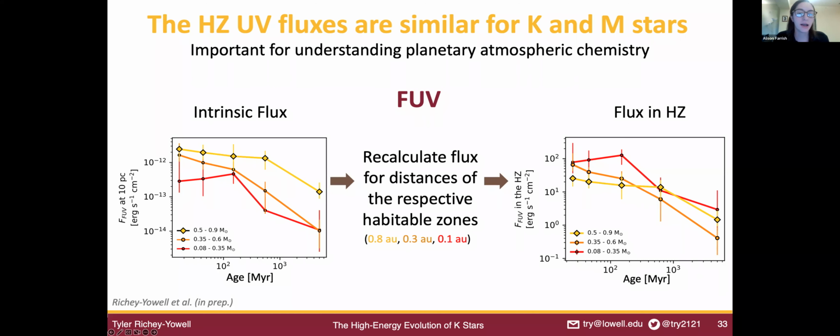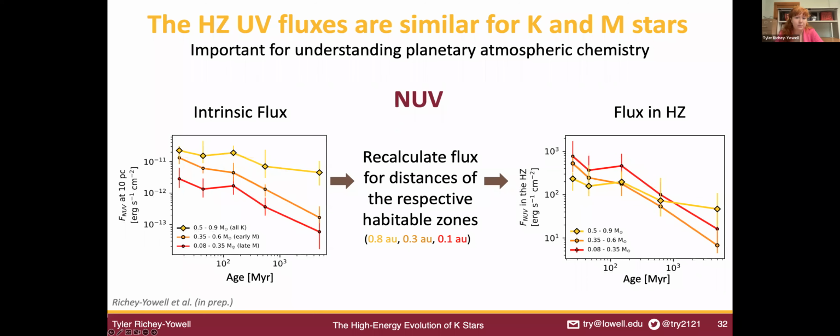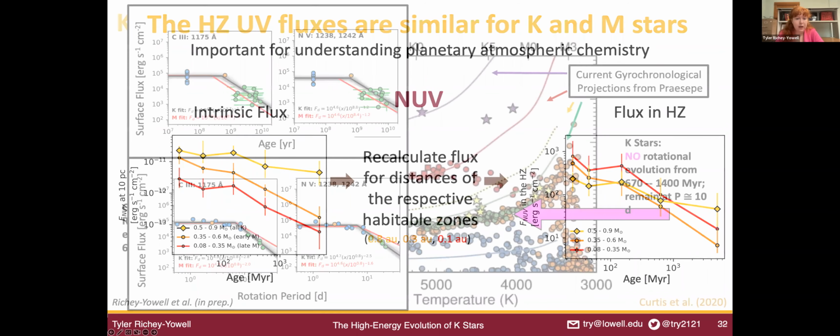I noticed that the red and the orange that you're showing on a lot of these plots, that's fully convective and partially convective M stars. Yes. So do K stars act more like partially convective M stars than fully convective M stars, or do you see points of comparison? So we definitely see that in terms of flux, the K stars are definitely closer to the early M stars, or the partially convective stars.